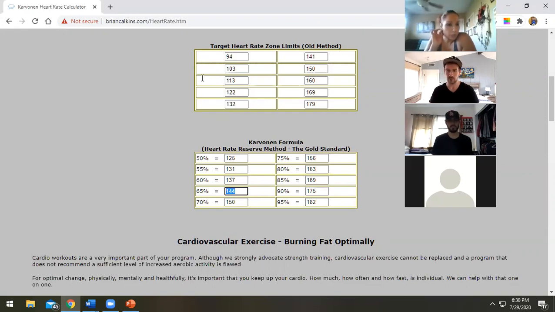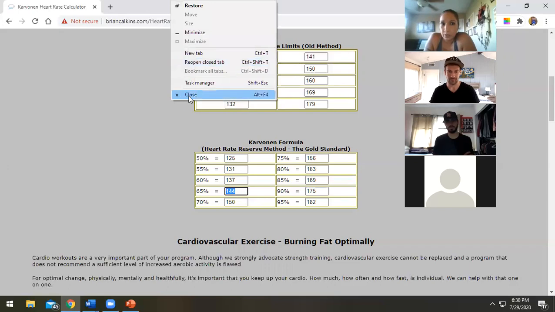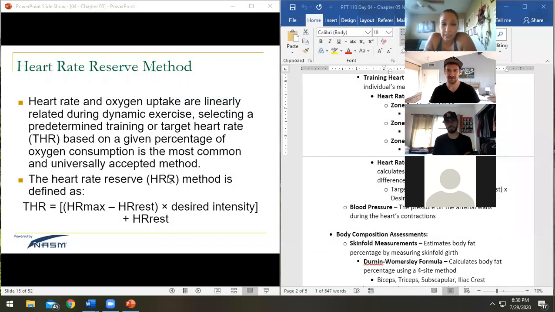I have a question. How are you getting the client's resting heart rate? Are you having them take it for two or three days and then estimate it between those three? Resting heart rate varies all the time, between a couple of points. So how are you doing it?